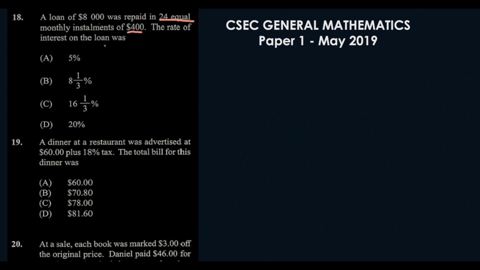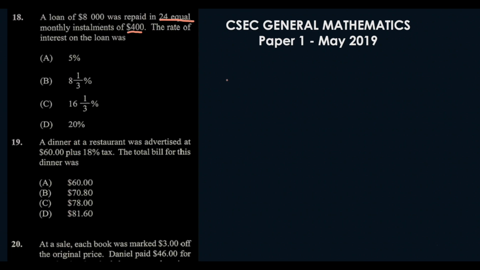The rate of interest on the loan was, so basically someone borrowed $8,000 and then they had to pay every month $400 to pay it off. We need to figure out the rate of interest. But before we figure out the rate of interest, we need to work out what did they end up paying after 24 months, and then we need to figure out if it had interest, how much the interest was, and if we can do that, we can calculate the rate.